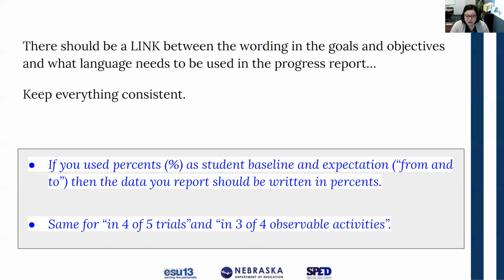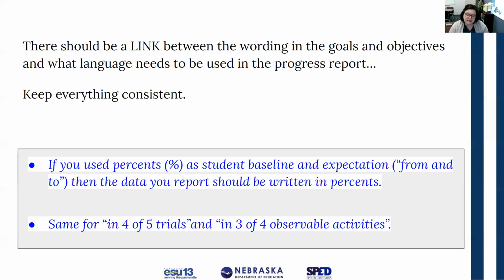We have to make sure that if we're using percents as the student goal measurement, then we must report that progress in percents. We should not change it. For example, if the goal says the student will achieve this in 4 of 5 trials, that's technically 80% as a goal. But we've offered it in the goal as 4 of 5 trials, so we should be backing it down to the exact same wording, even if we know that they've achieved 80%.